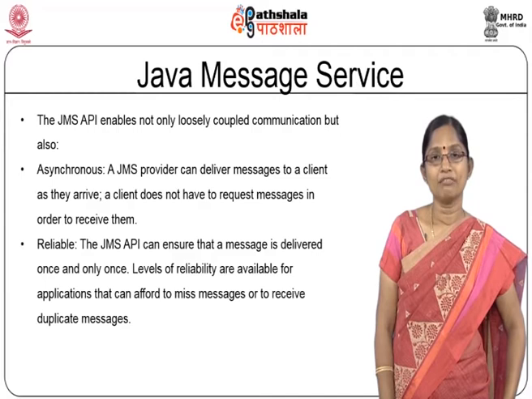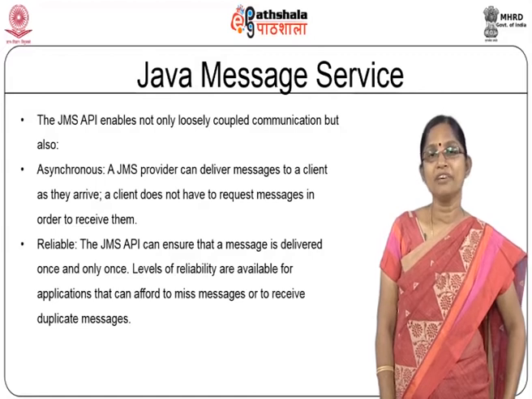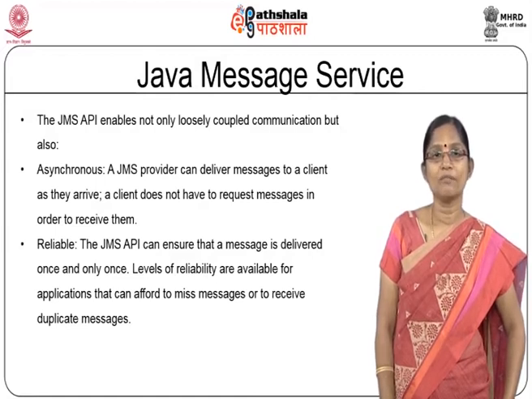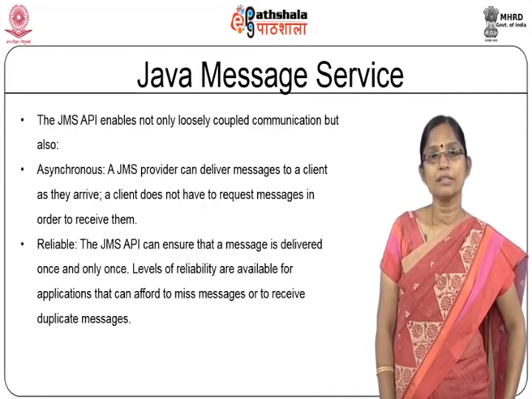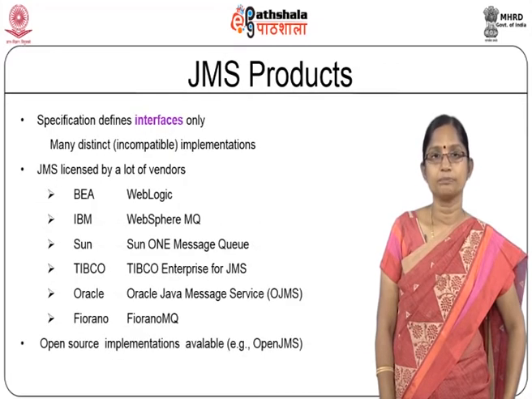The second kind of communication is that it is reliable. The JMS API can ensure that a message is delivered once and only once, with no repetition or duplication of messages. Different levels of reliability are also available for applications which can tolerate missed messages or duplicate messages. Here it is delivered once and only once.